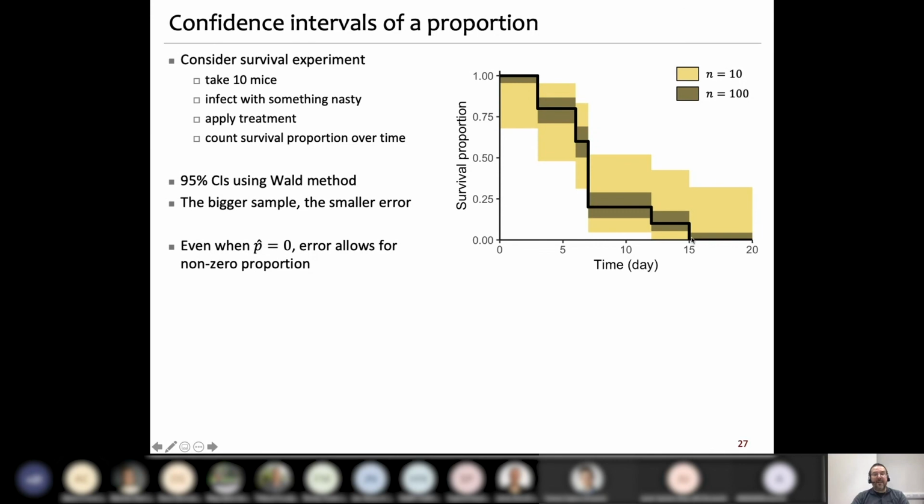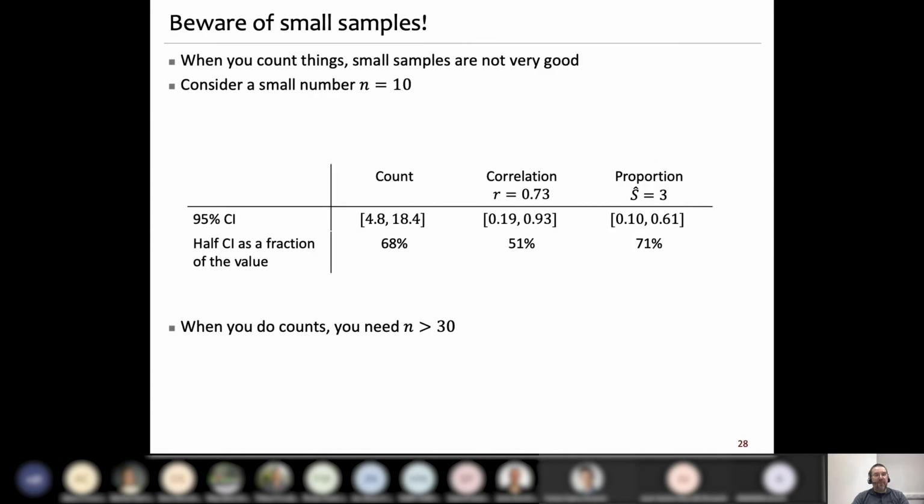The interesting thing happens here. After day 15, we have 0 mice left, but there is still a significant uncertainty in this. So all the mice are dead, but you have some sort of zombie statistical mice around here. You have to beware of small samples.